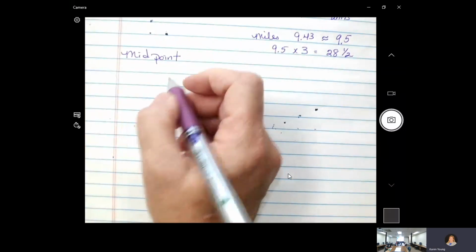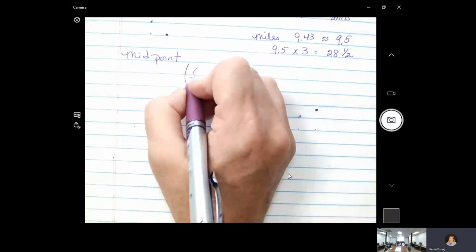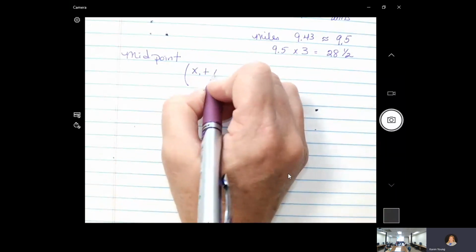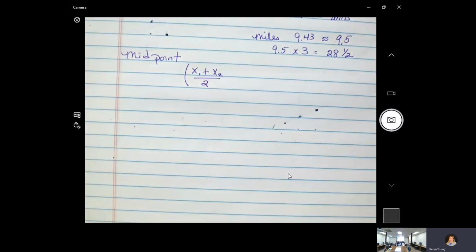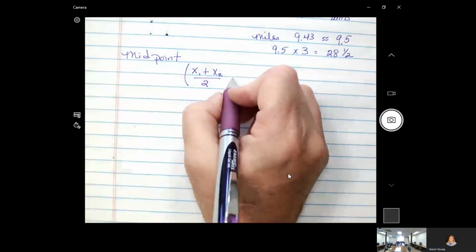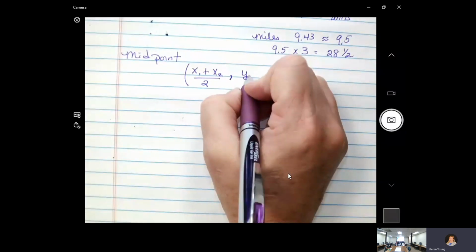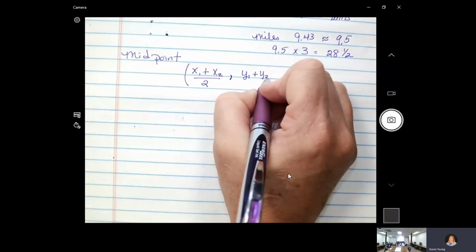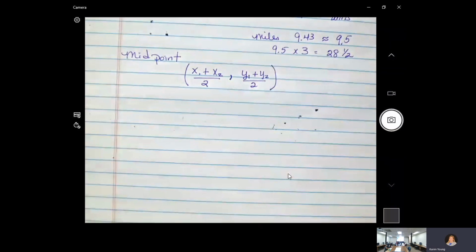So the midpoint formula is an ordered pair. It's the sum of my x-coordinates divided by 2, because I'm going halfway between the x's. That's my first coordinate. And then it's the sum of my y-coordinates divided by 2, because I'm going halfway between the points. That's the reason I'm dividing by 2.